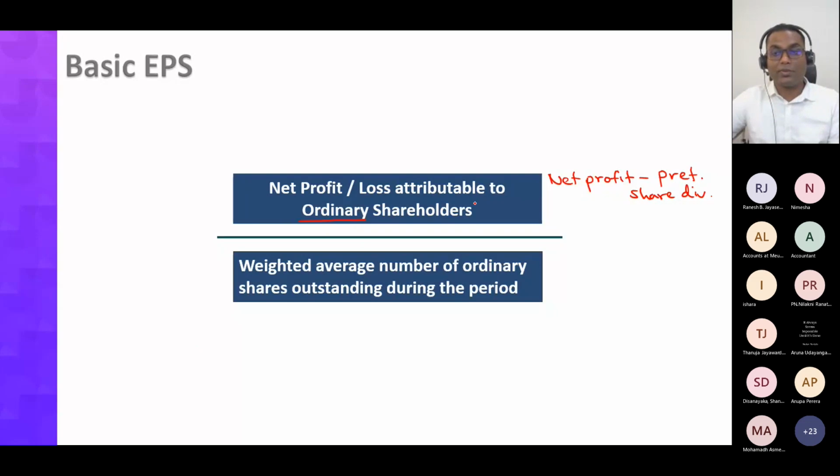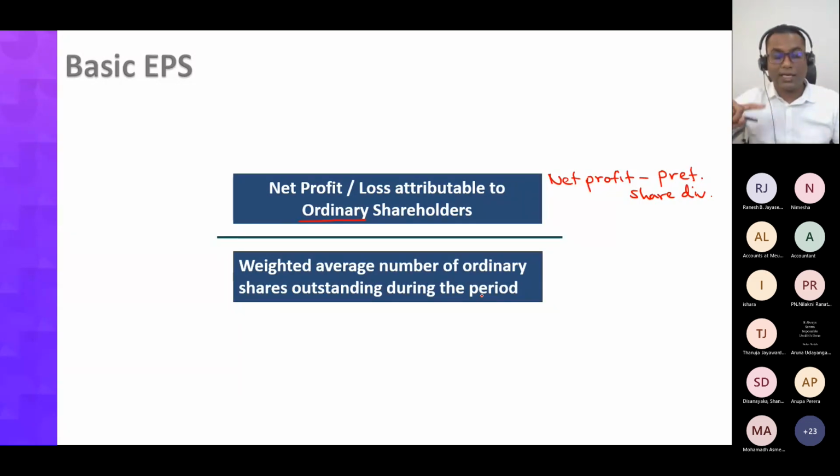So to get the profit attributable to ordinary shareholders, you get the net profit. Out of that, you deduct the preference share dividends. We need to look at this deduction of preference share dividends in a little while in detail. But for the time being, let's think, okay, this is the way that you get the net profit attributable to ordinary shareholders. Then that has to be divided by the weighted average ordinary shares outstanding during the period.